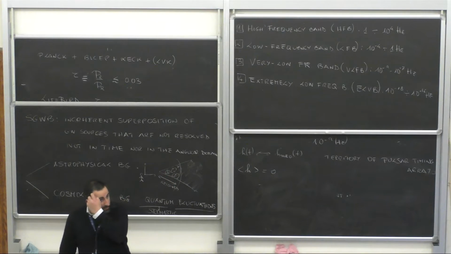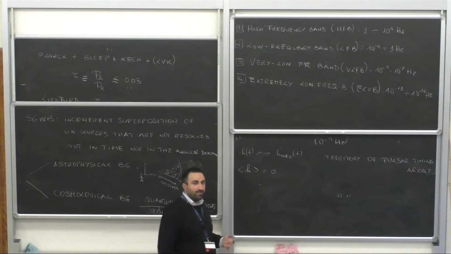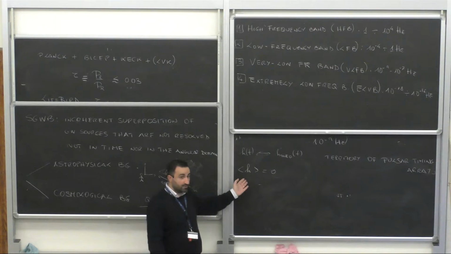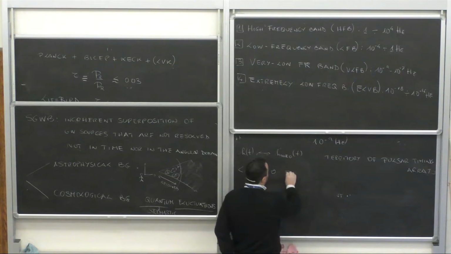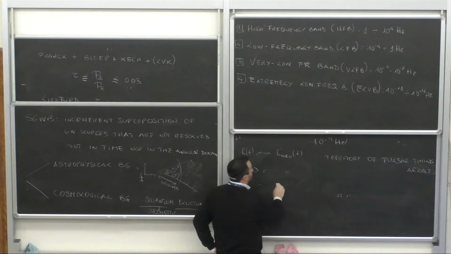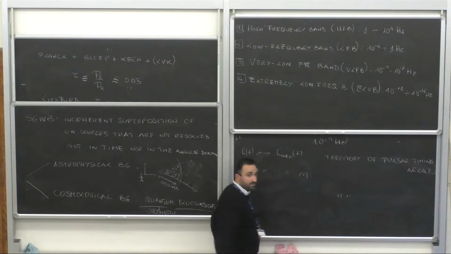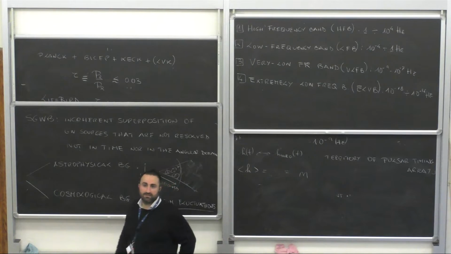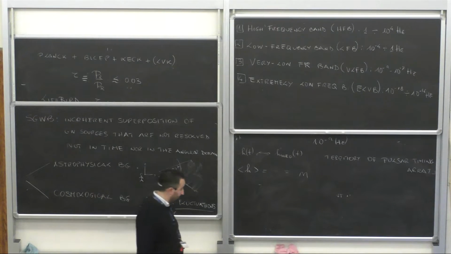So you cannot take your waveform and do the matching, because there is no waveform for the stochastic background. If you look in your detectors, it looks like noise, okay? It's a kind of white noise in your detectors.